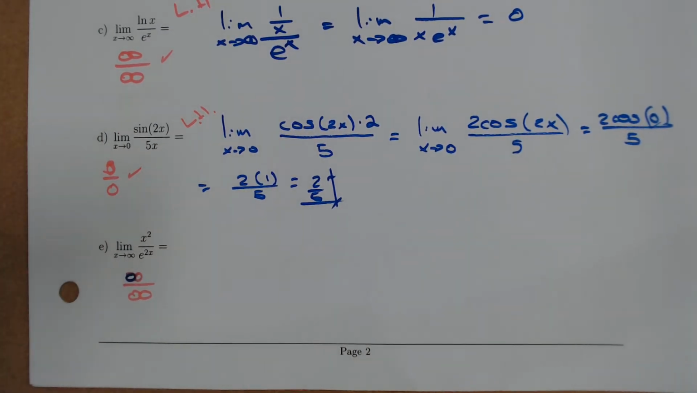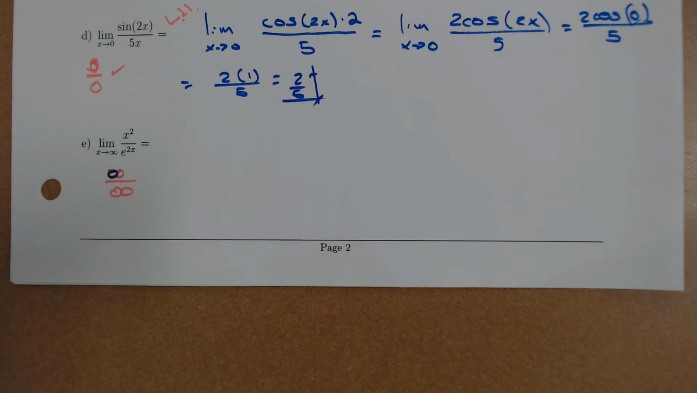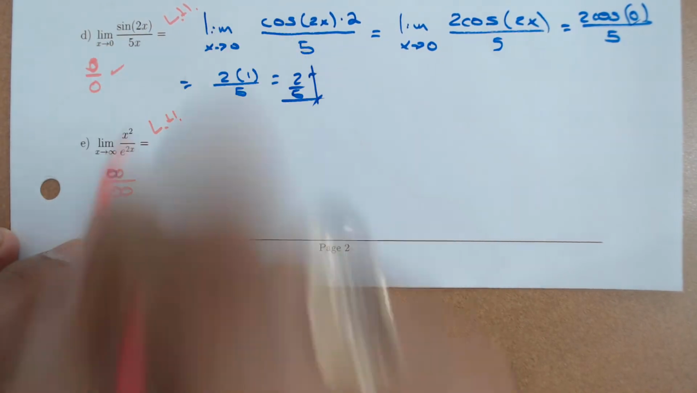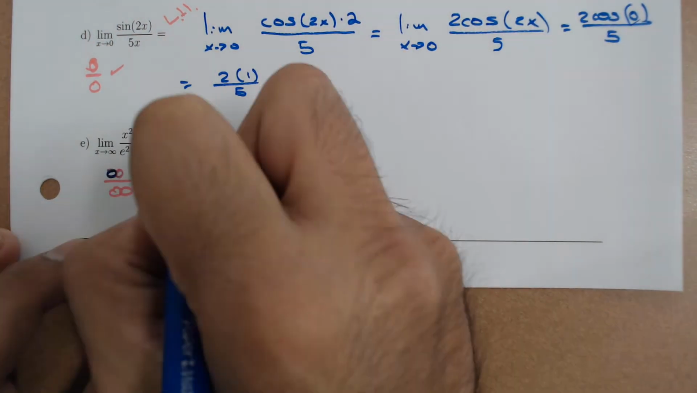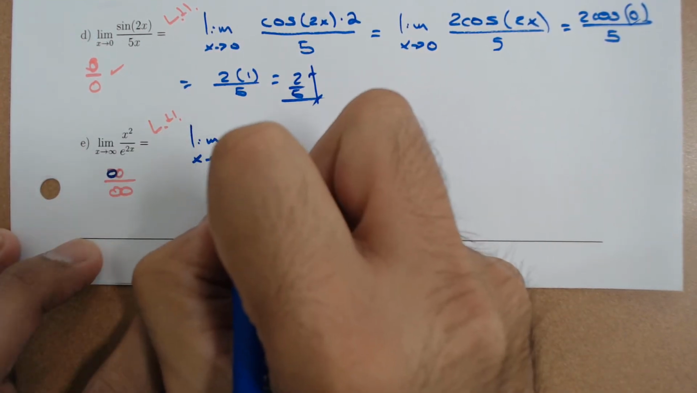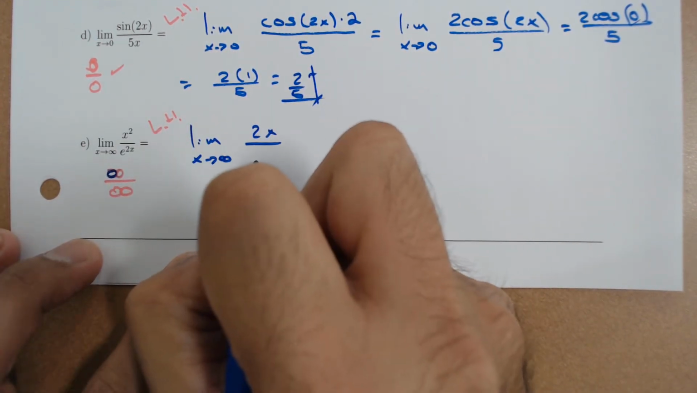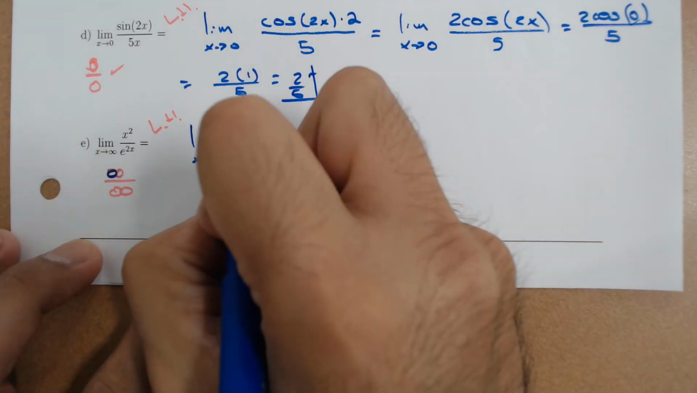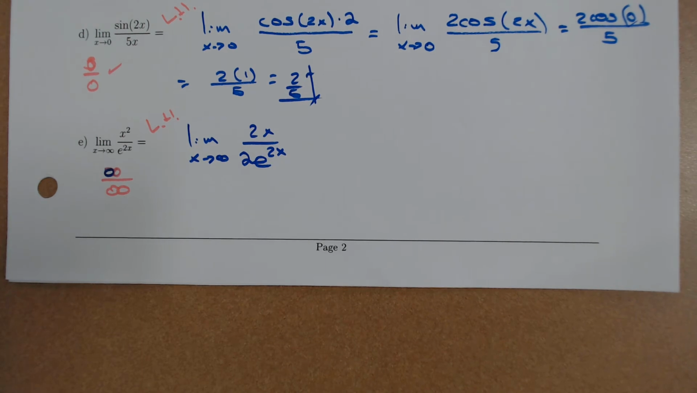All right, do we agree with the indeterminate form in the first place? Yes. Is that an infinity over infinity? Okay, so that means L'Hopital's applies. So let's see what happens. Limit as x approaches infinity, the derivative of x squared equals 2x, and the derivative of e to the 2x is itself, the exponential, times the derivative of the exponent, which is 2.